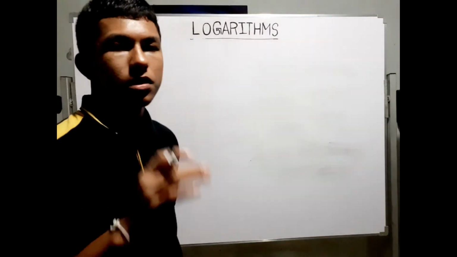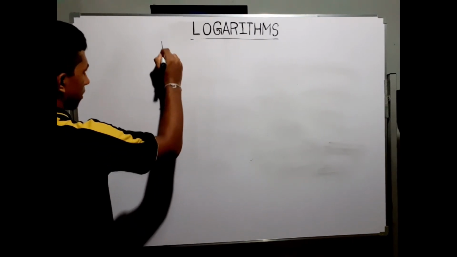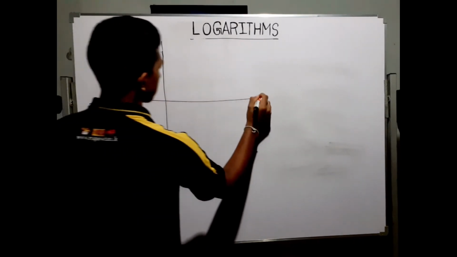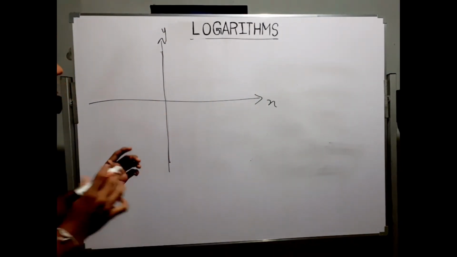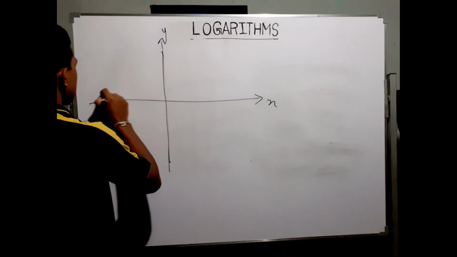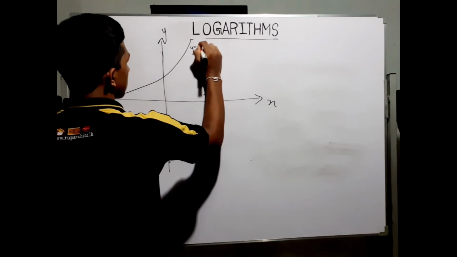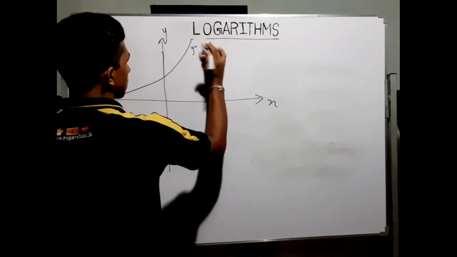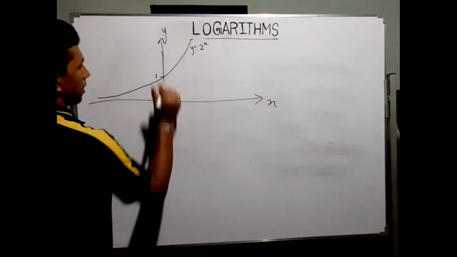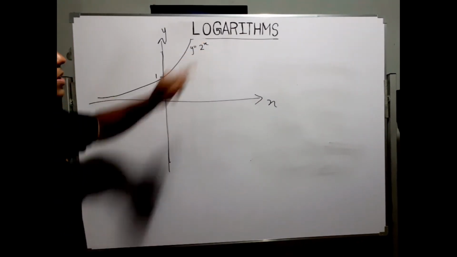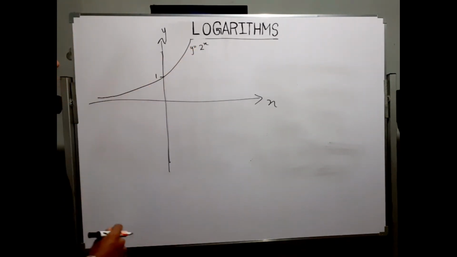Okay, now we'll look into a graph of log. If we draw a graph, this is going to be the x-axis and this is going to be the y-axis. Now we'll look into the graph of 2 to the power x. It is going to be something like this. This is y equals 2 to the power x. The y-intercept is equal to 1 because when x equals 0, it's going to be 2 to the power 0, which is equal to 1. So that is y equals 2 to the power x.